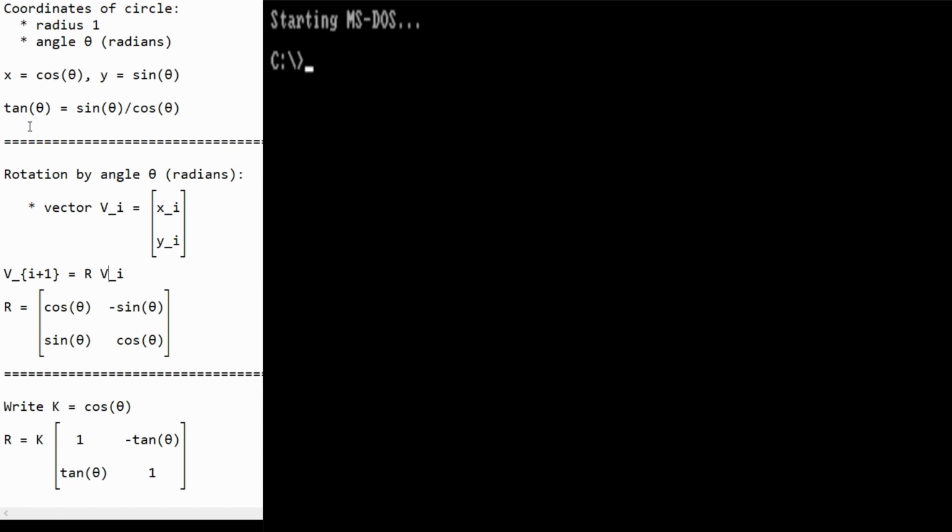Now, one other quantity we need is this function tan theta, which is just defined to be sine theta on cos theta. And I'm only using it for notational convenience today. I just don't want to have to write sine divided by cos everywhere.